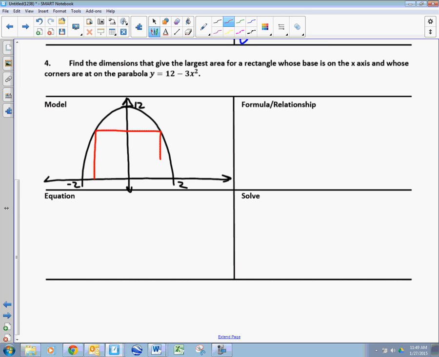So, what we want to do is sketch a rectangle whose base is along the x-axis and whose corners are on the parabola. And we want to draw the rectangle that has the largest possible area. Suppose you drew a rectangle that went all the way up to 12. What would its area be? 0. It would have 0 width. Suppose you drew a rectangle that went all the way out to positive or negative 2. 0 as well. So you do have this maximum amount that sits somewhere between those values.